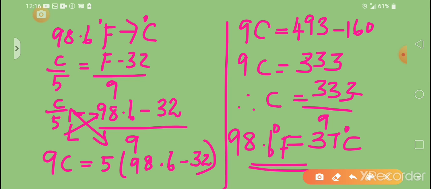Okay, so this equation is very important. You should learn it by heart. C by 5 is equal to F minus 32 by 9. Here C is the temperature on the Celsius scale and F is the temperature on the Fahrenheit scale. By rearranging the terms, we can convert Celsius into Fahrenheit and Fahrenheit into Celsius.